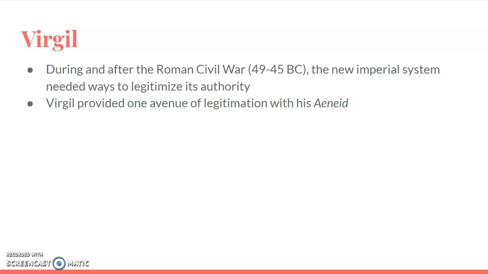Because the Roman public is still very divided. A lot of them still support the Republic, some of them support the new empire, but there's so much division that Augustus needs to find ways to bring everyone together, and quickly. So Virgil was able to provide one avenue of legitimation by writing the Aeneid.